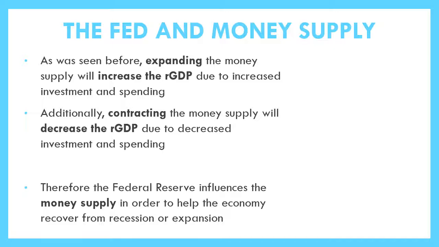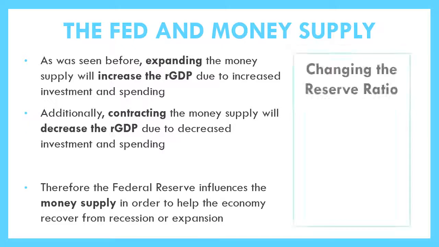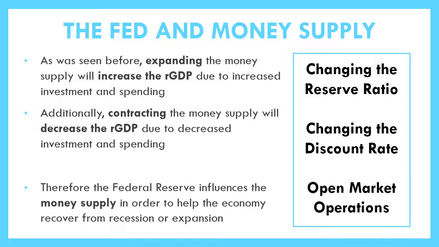Now, this all has to do with changing our money supply. Remember, because a change in the money supply ends up changing our interest rates, it changes our willingness to invest or spend, which changes GDP. Now, they can't directly change GDP. There's kind of a chain reaction that takes place, but it starts with the money supply. So what tools does the Federal Reserve have to influence the money supply? Well, they can change the reserve ratio, they can change the discount rate, or they can perform something known as open market operations.